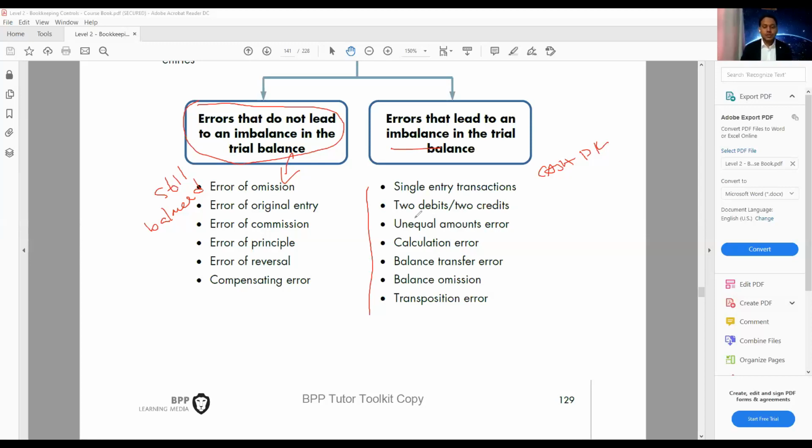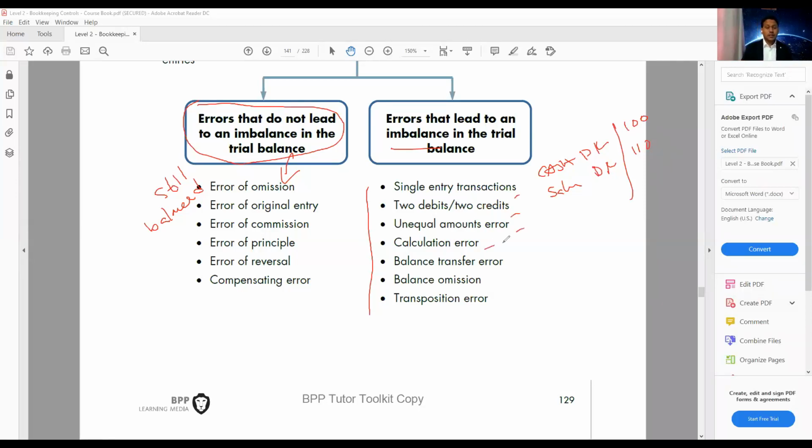The next one is two debits or two credits. We already know something has to be debit and something will be credit. So if mistakenly we said cash debit and sale debit, both are debit. If we make two debits or two credits, if we do this type of mistake, our trial balance will not be balanced. Unequal amount error. Let's say your debit is 100 and credit is 110. If you make an unequal amount error, your trial balance will not be balanced.